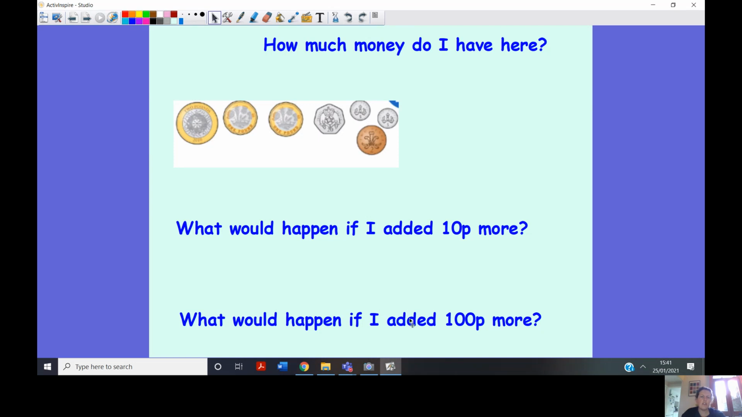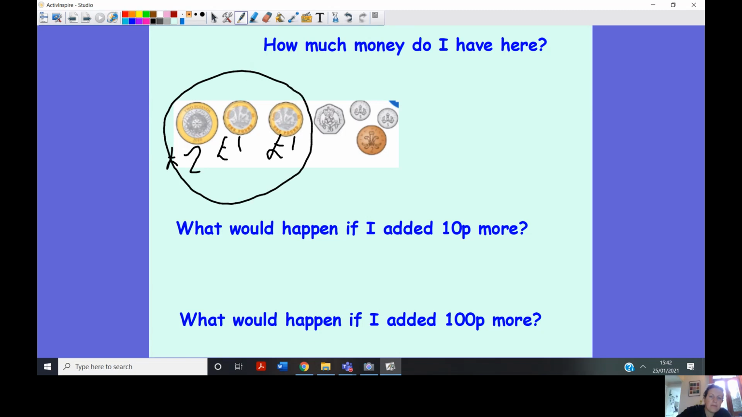Well, looking at it, I can say, oh, I've got one big coin, 2 gold coins, a brown one, and a couple of them. No, that's no good. So how we are going to look at groups of money, groups of coins like this, is we're going to group it into pounds and pence. So how many pounds do I have here? I have 2 pounds, I have 1 pound, and I have 1 pound. So group that together. I have a grand total of 2 add 1 is equal to 3, add another 1 is equal to 4. I have 4 pounds here.